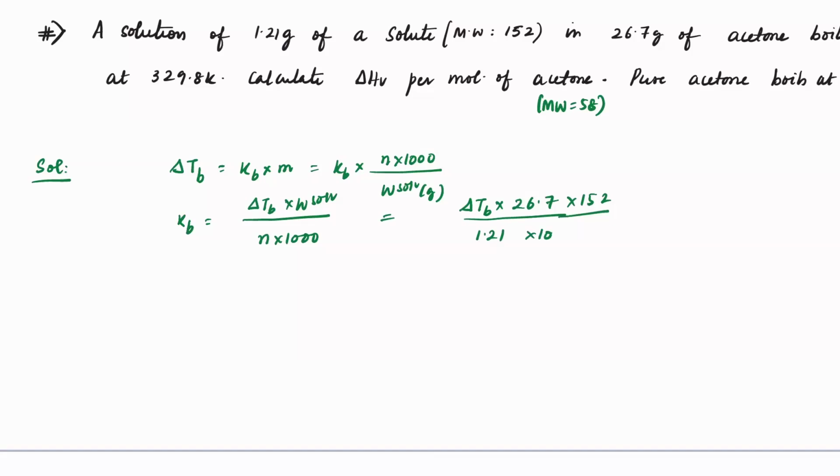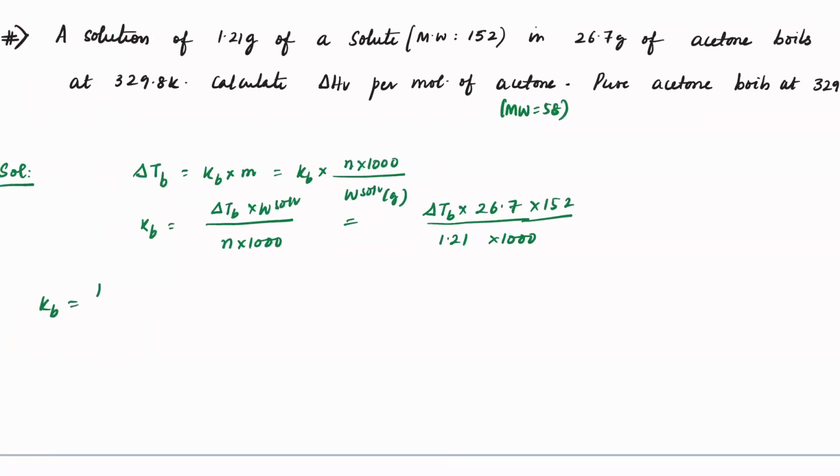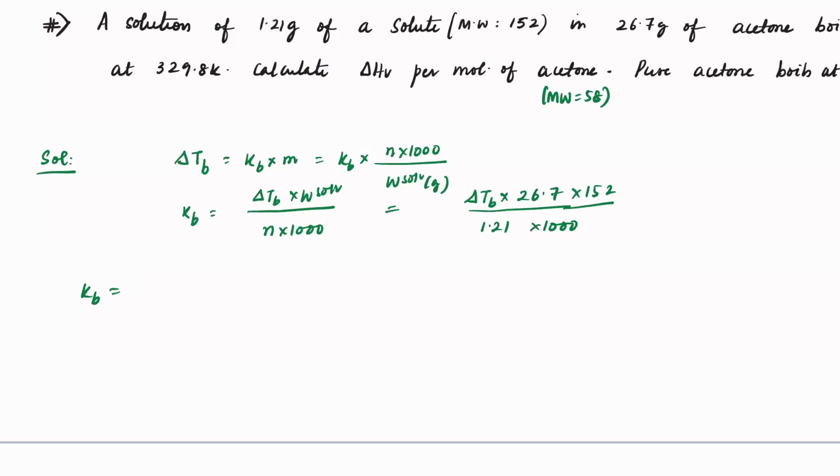Okay. So Kb is coming out to be, delta Tb is how much? 0.5, correct? So 0.5 into 26.7 into 152 upon 1.21 into 1000. Got it? So this is the Kb value. Kb value, I'm getting it as 1.67. Tanish, please check if you are close by with this value.